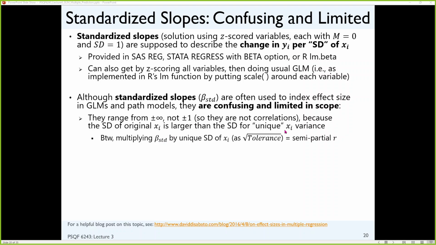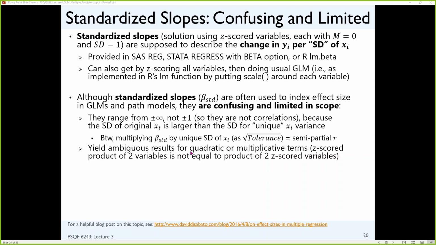So what happens then is that we're standardizing with the wrong number. And it turns out, by the way, if you take the standardized slope and you multiply it by the unique standard deviation of x to try to put it back into the right metric, that's what semi-partial r is. So that is actually better, and that's where the person who wrote the blog post lands as well.